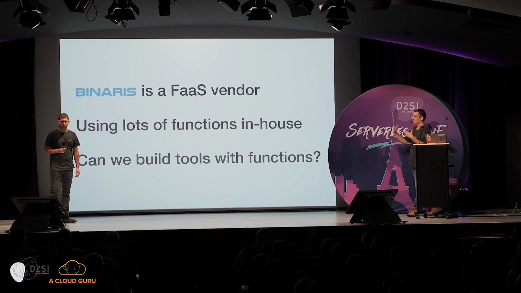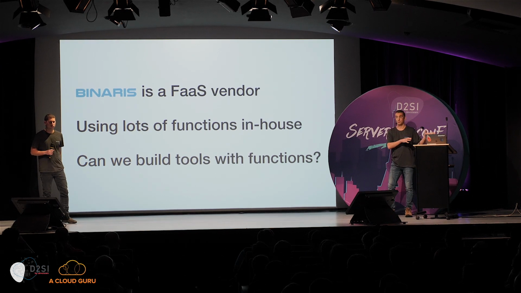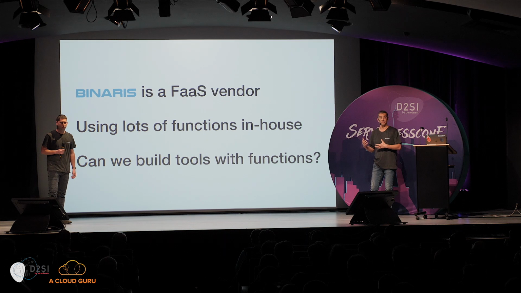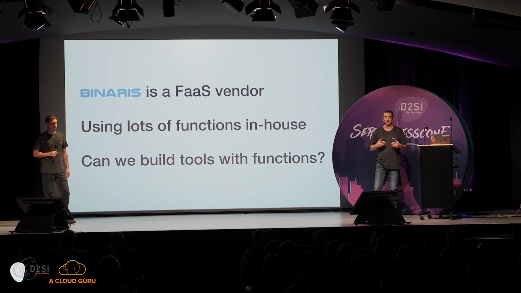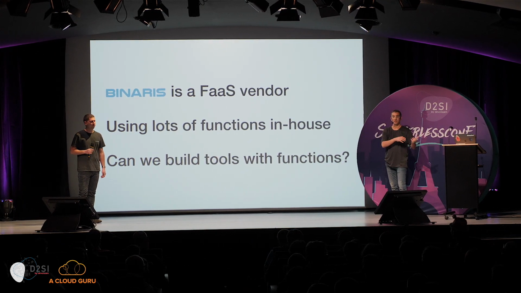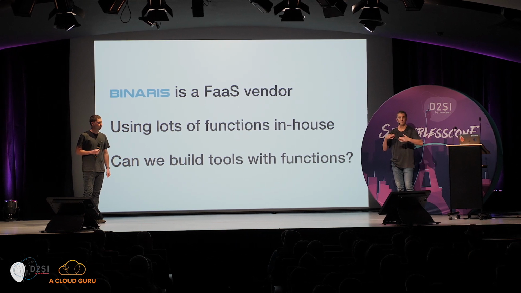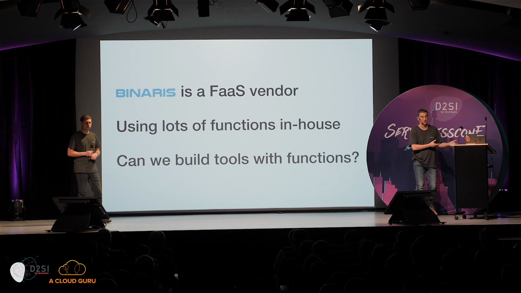So Binaris, our own company, we're building our own FaaS platform. And in the process, we're building and deploying and testing and using a lot of functions, so a lot of functions internally. And one of the questions we ask ourselves is, can we use functions to build tools for functions? So can we use sort of self-reflecting tools that are built out of functions and help us in our own daily processes? And the answer naturally is yes, and we want to show you what we did.